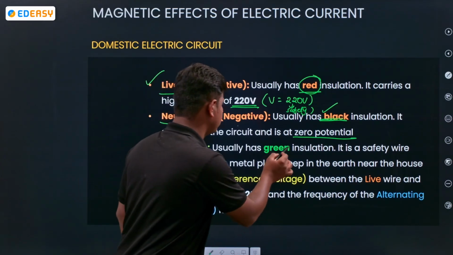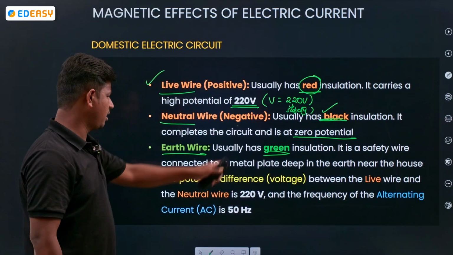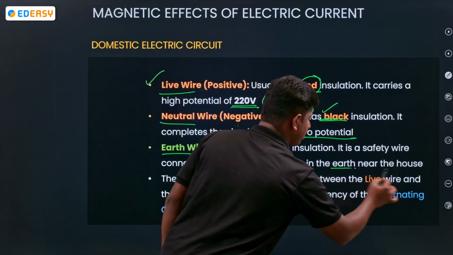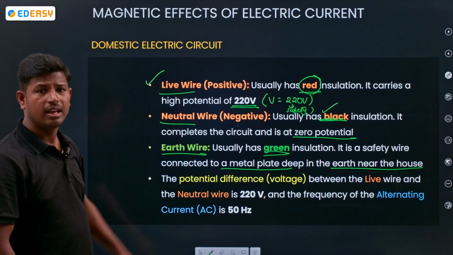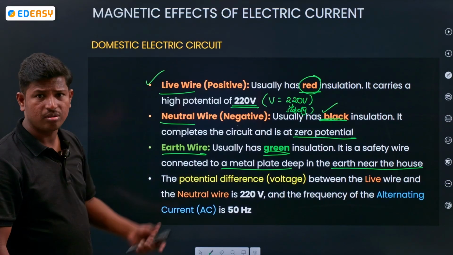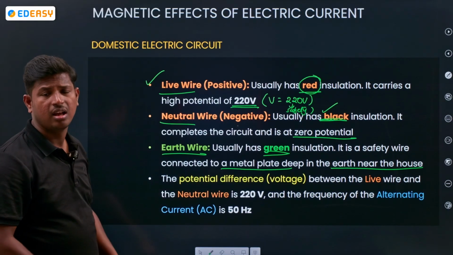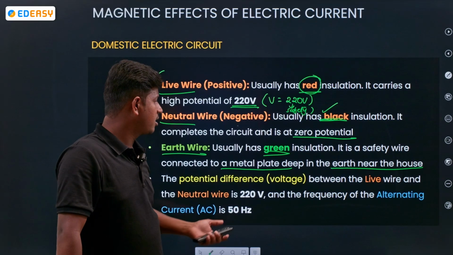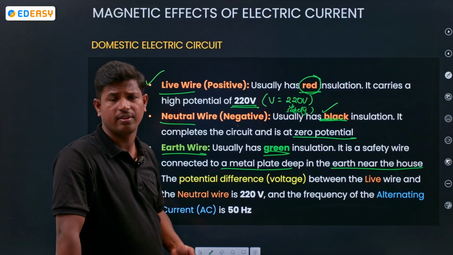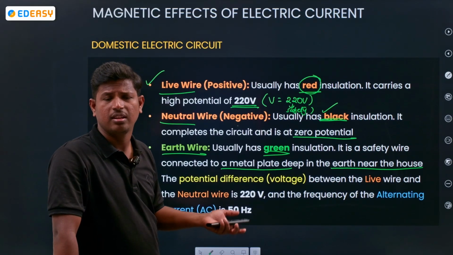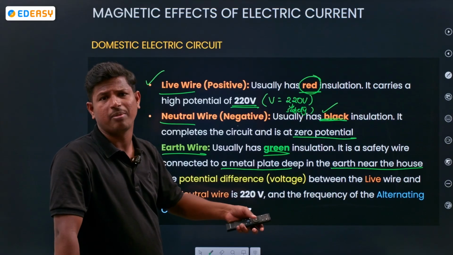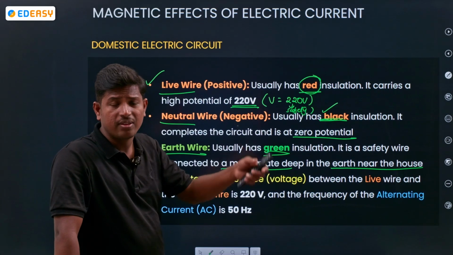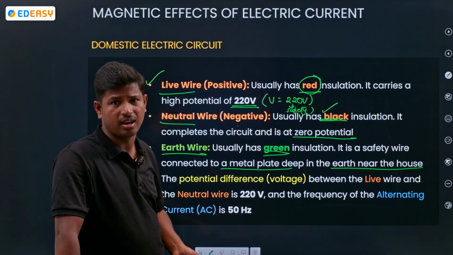Okay, earth wire. What is the color? Green color. Earth wire means a metal plate is buried deep in the earth near the house. We dig near the house and connect a wire to the metal plate under the earth. Through that metal wire, the wastage of electricity passes through earthing, right?